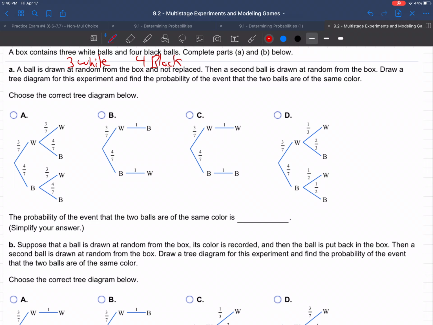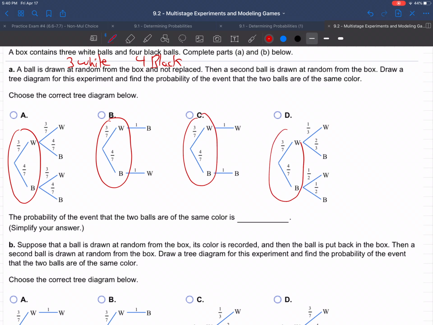So the first draw, this branching here, and this branching here, and this branching here, and this branching here, they're all showing the first draw out of the box. We've got to decide which one is correct. So, which one of those is actually correct?